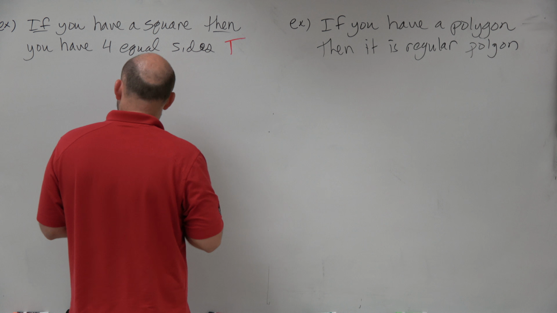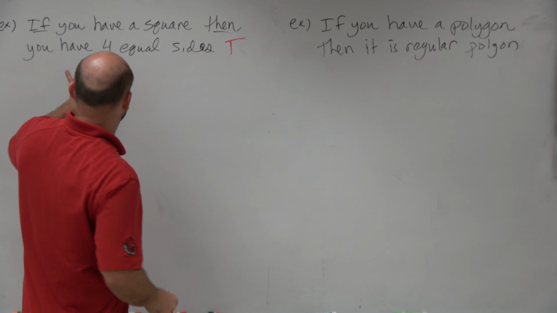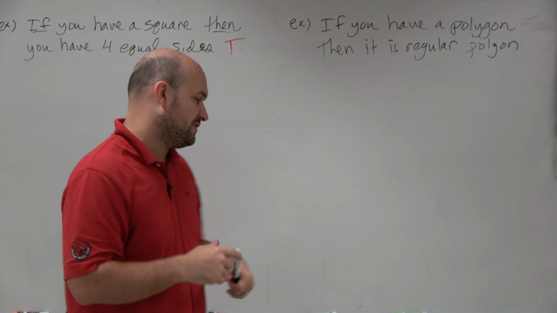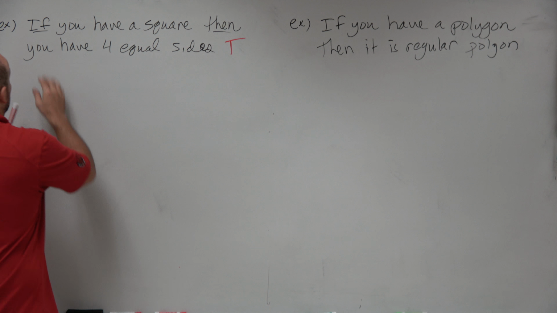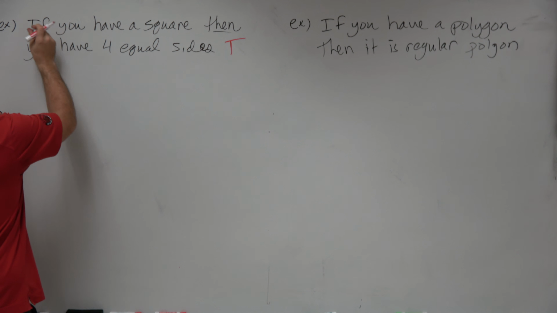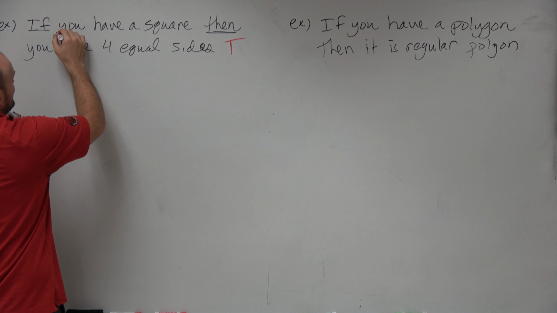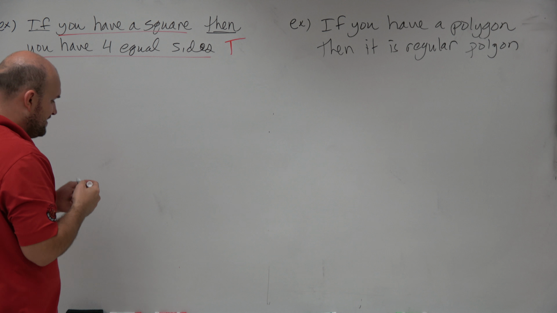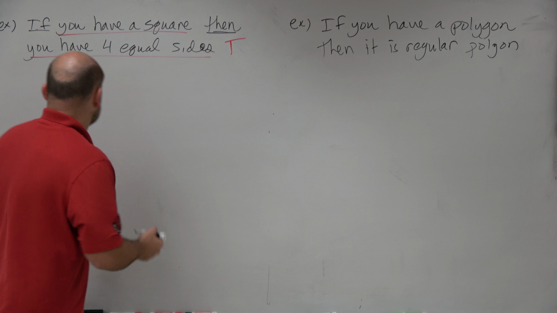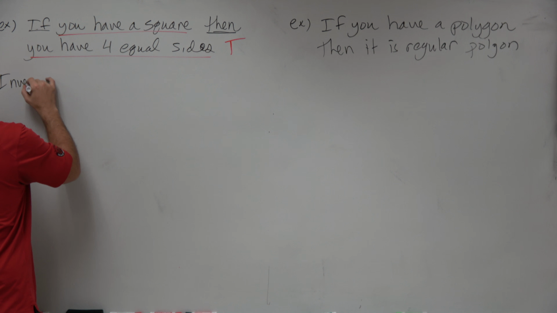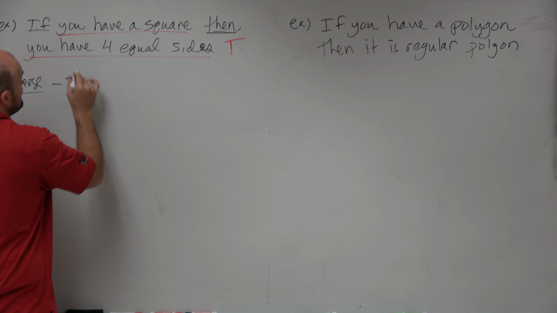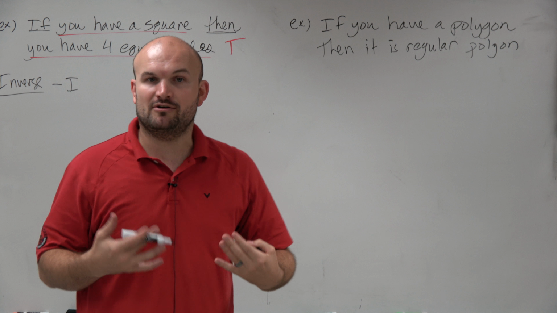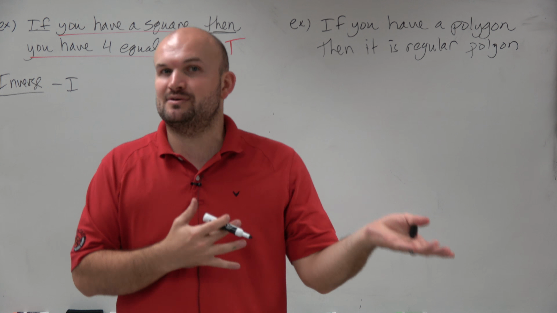Now let's take a look at the inverse of that statement, which is basically going to be the opposite of our hypothesis and the opposite of our conclusion. Remember, this is in conditional form. You can see that underlined here, the if and the then. What comes after the if is what we call the hypothesis, and what comes after the then is the conclusion. So the inverse is going to be the opposite of the hypothesis. The opposite of having a square would be not having a square. And remember, the inverse is basically the opposite of whatever it is.